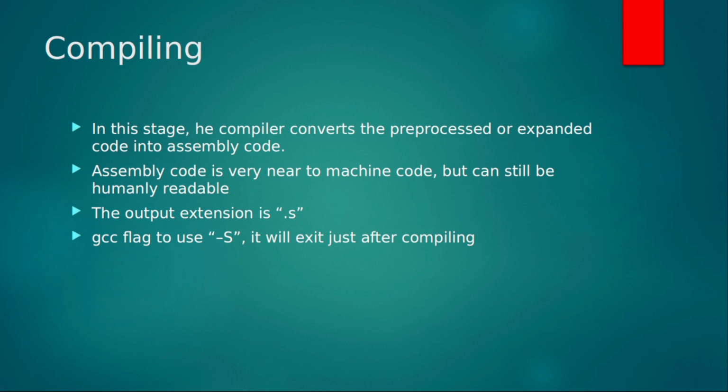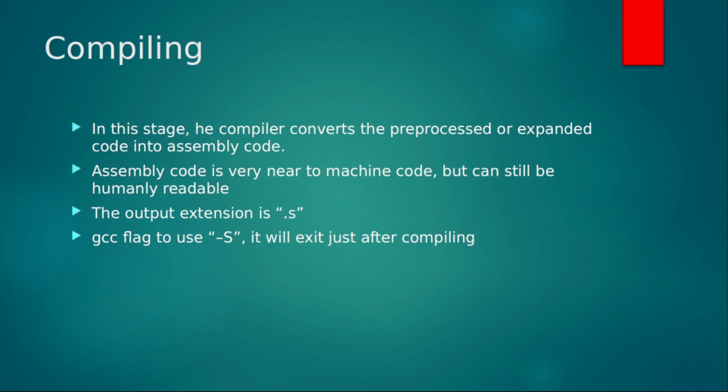the next stage is the compiling. So in this stage, the compiler converts the preprocessed or expanded code into assembly code. So remember when we spoke about different languages that are nearer to your machine code, to what your computer can understand. Your computer understands binary, right? And binary is machine code. Then there is a language nearer to binary, that is the assembly code.